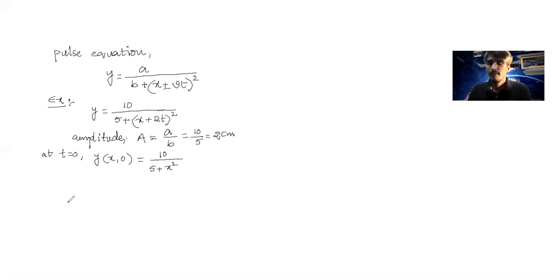Then again, where will it be maximum? Suppose this function is maximum at what value? At x is equal to 0, then definitely it will be maximum. At x is equal to 0, which means at the origin, can we say that it is at the origin? So at x is equal to 0, y can be written as 10 by 5, which is equal to 2 centimeters, which is nothing but its maximum value. Yes or no? It is the maximum value, right?